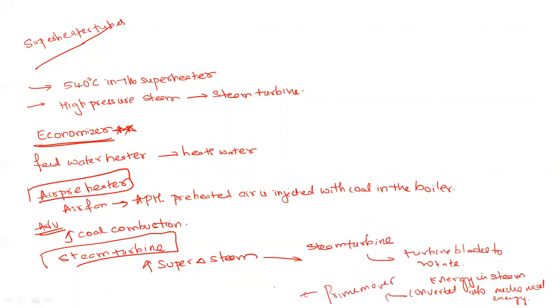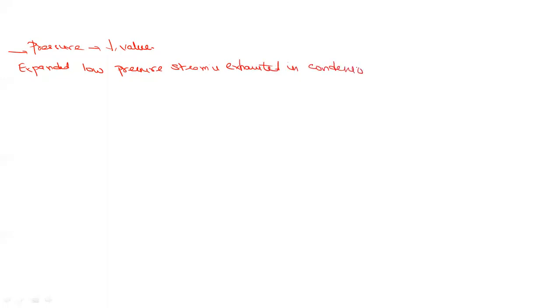The pressure and temperature of the steam fall to a lower value and it expands in volume as it passes through the turbine. The expanded low pressure steam is exhausted into the condenser. Now put the heading condenser. The exhausted steam is condensed in the condenser by means of cold water circulation. Here, the steam loses its pressure as well as temperature, and it is converted back into water.